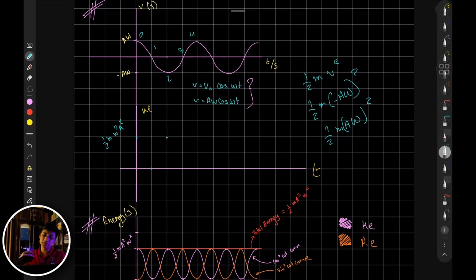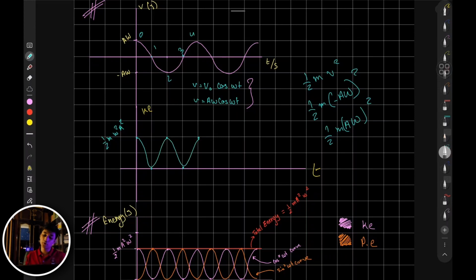Again, at position 4, what's going to happen is, since I skipped position 3. Right, at position 3, velocity is 0. In that case, kinetic energy is in return going to be 0 as well. So plot 0 over here. Again, at position 4, velocity is maximum, so kinetic energy is maximum as well. So if you plot it, it's going to look something like this.